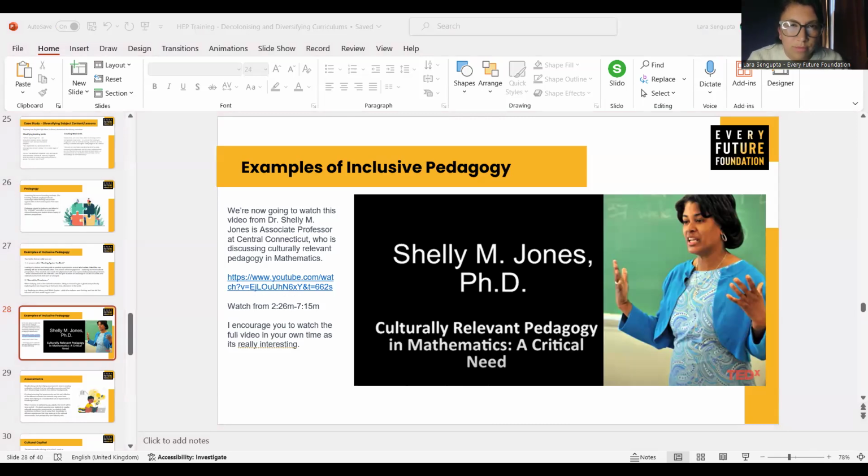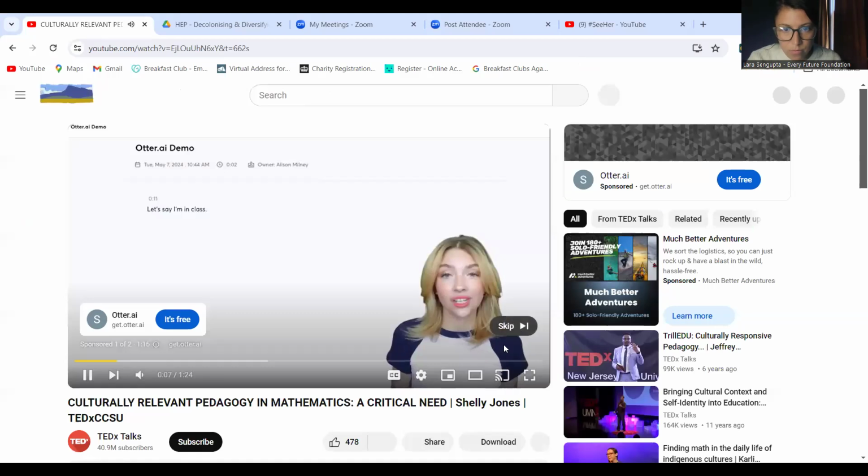Are you having trouble trying to keep up with your professor? You have to try Otter. Here's how it works. Let's say I'm in class. I just hit record and it gets that ratio.